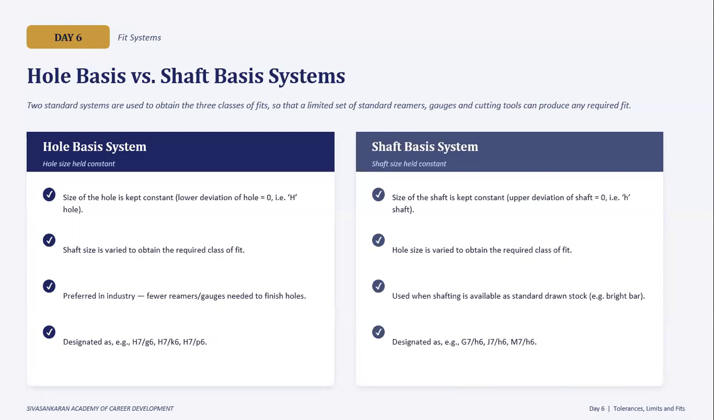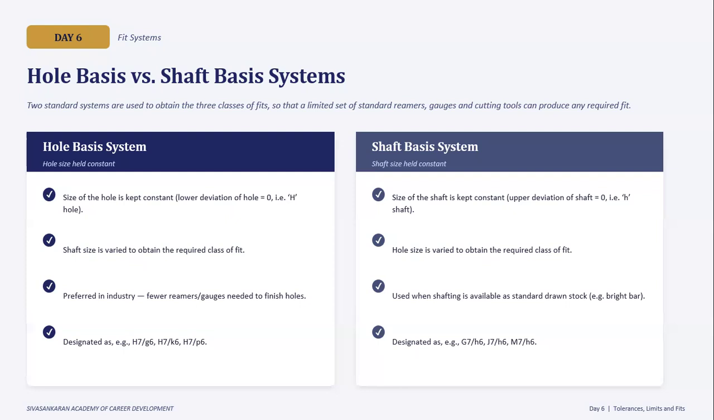Next, we shall move to hole basis and shaft basis systems. In the hole basis system, the hole size is kept constant and the shaft size is varied to obtain the required type of fit. The hole is designated using a capital letter H. For example, H7/g6, H7/k6, and H7/p6. The hole basis system is widely preferred in industry because it reduces the variety of reamers, gauges, and other precision tools required.